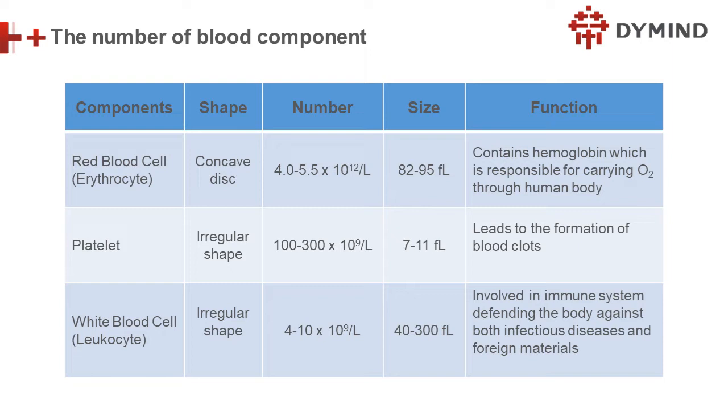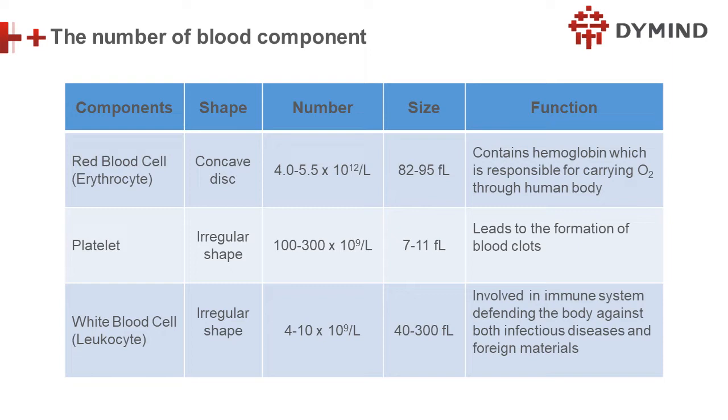Some people get the vaccination for coronavirus COVID-19. After they get the vaccination, some people's blood platelet count is getting lower. So this is not good. This is not good. So what to do? We have to stop. We have to do the measurement for their platelet.